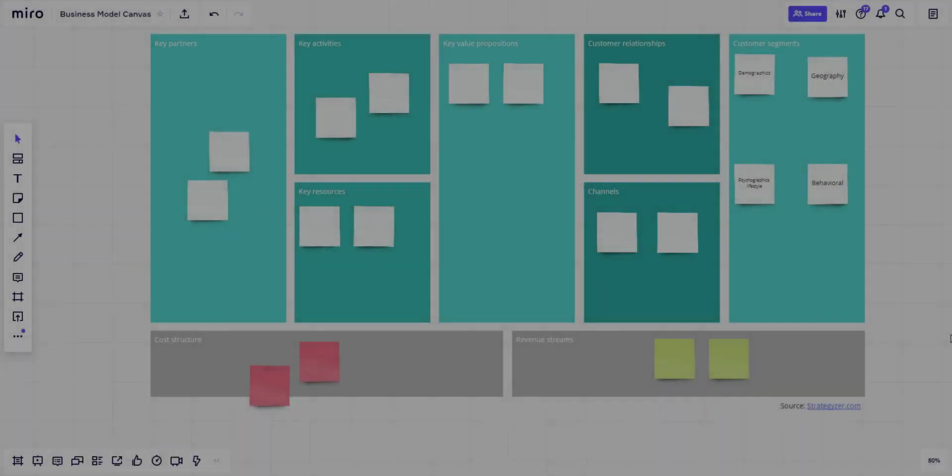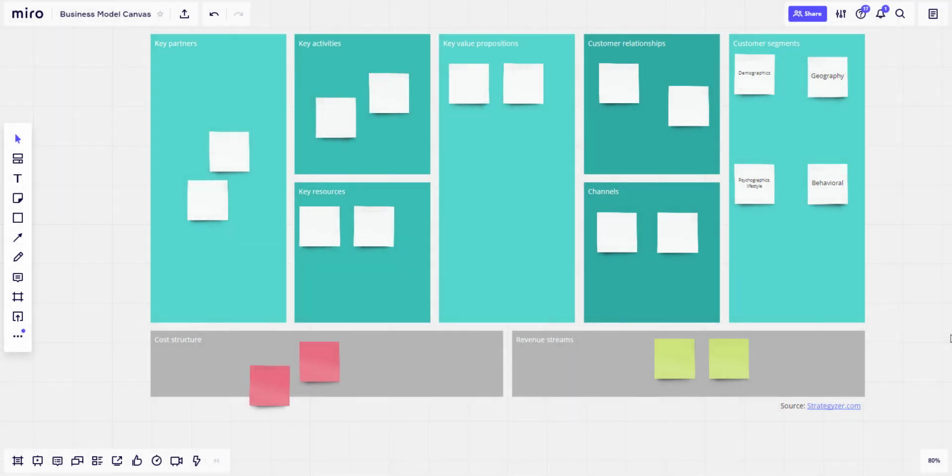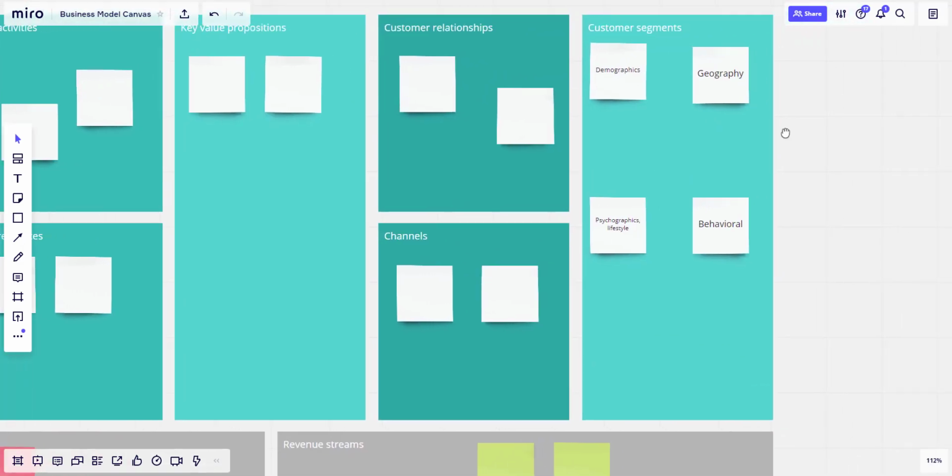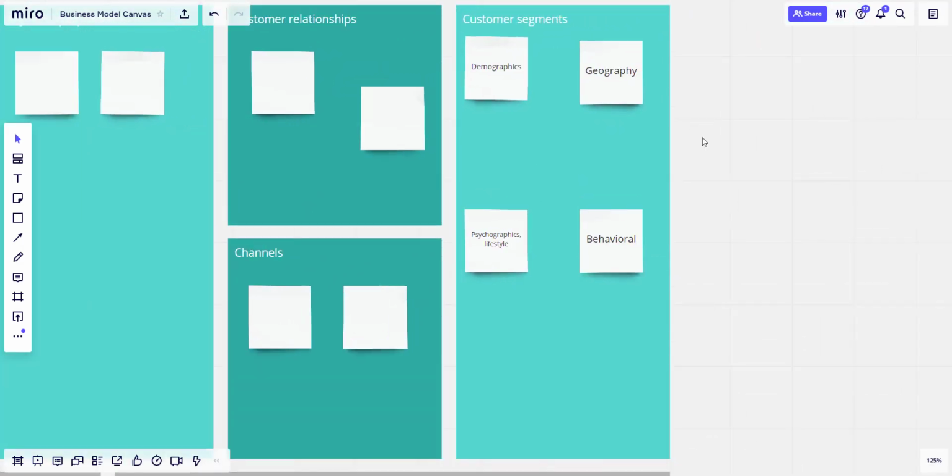My name is Lance McNeil, and in today's video I'm going to revisit the business model canvas and take a deeper dive into the customer segmentation aspect. I am using the business model canvas template in Miro, and the customer segmentation is really where you want to start with the business model canvas. And in today's video we're going to look at some ways that you can describe your different customer segments.